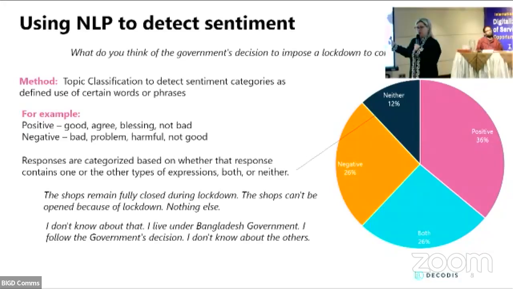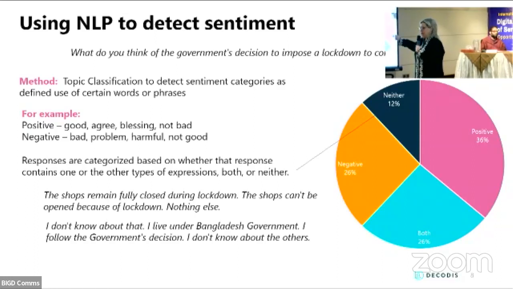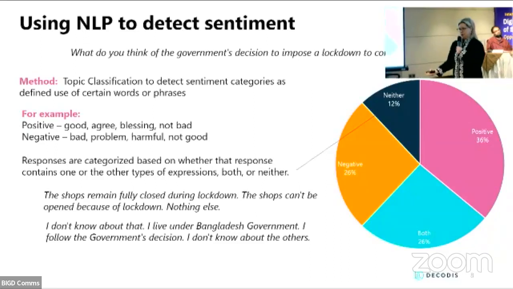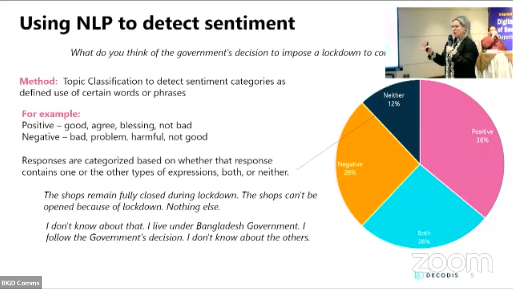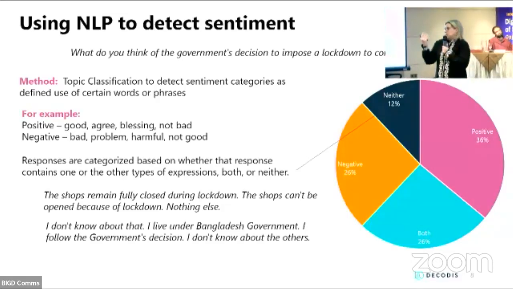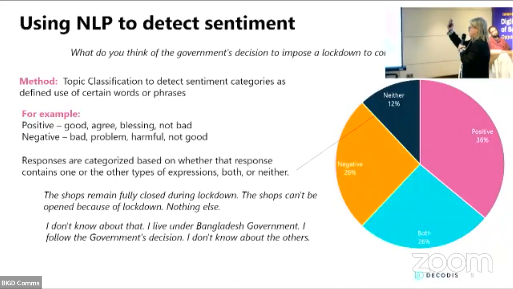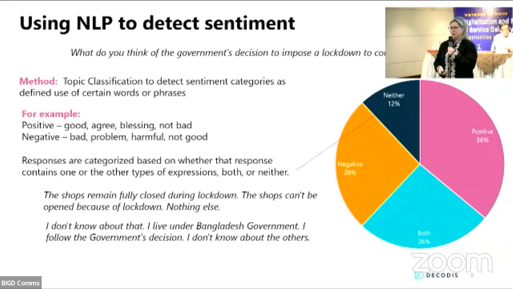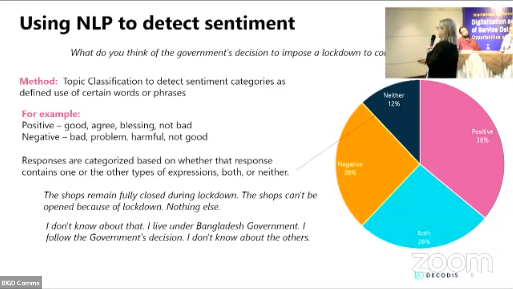And what I'm going to do is break down this pie chart and tell you how we use either NLP or sociolinguistics to break apart the sentiment analysis, which is based on pretty specific words, pretty broad words. Neither is when people answer this question just by saying, yeah, the shops are closed, or I live under the decision. They didn't express an opinion. So a lot of people really didn't say anything about what this is about.